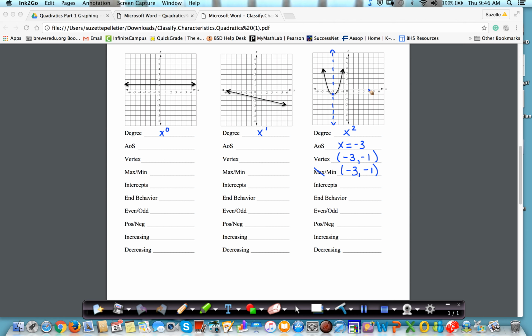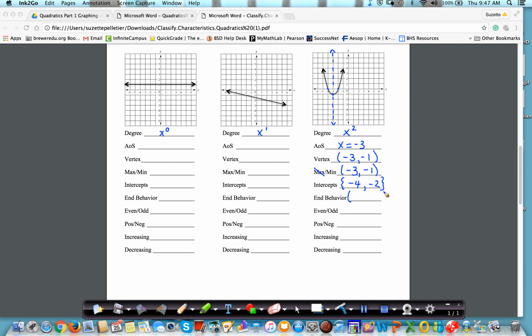Intercepts, let's see, where does it cross the x-axis? It crosses at -4 and -2. So again, remember you just list those points. I'm really terrible at making those braces, so it's okay if you are too. Those are really tough to make. So these are the two places where it crosses the x-axis. Those are the intercepts, -4, -2.